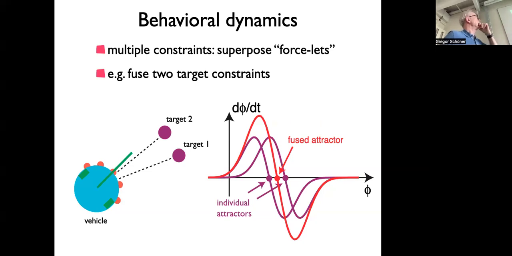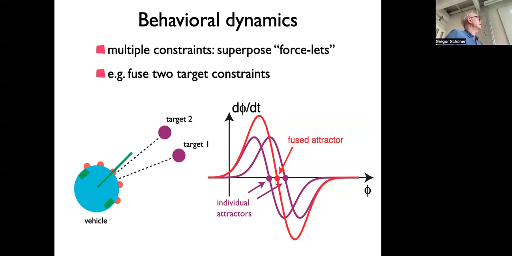So for instance, here you would have two target contributions. We don't usually do it that way. The targets are usually just selected at a different level, and we just steer to one target. We don't let the path planner select the target. That would be a separate issue. But just to make it easier.